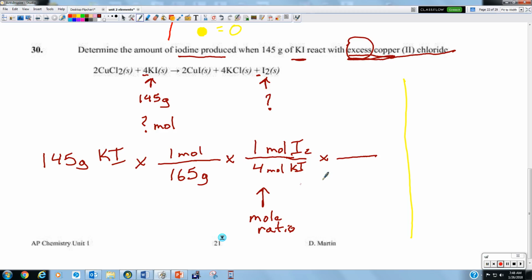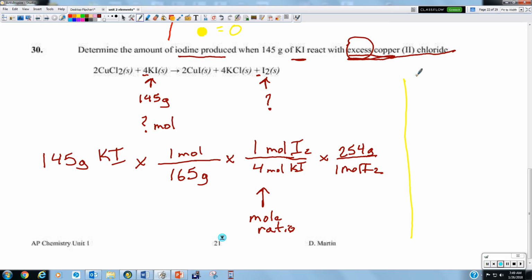All right, and then the last step would be to go from moles, 1 mole of I2, and then we need the molar mass of iodine, which is 126.9, so 127 times 2. It's 254. All right, and so we would solve that out, and that gives it to us.